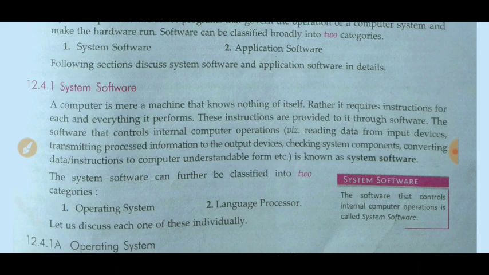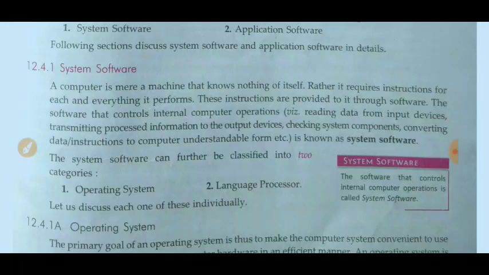Then the software that controls the internal component operations of the computer, like reading data from an input device, transmitting processed information to the output device, checking system components, means whether your keyboard is properly connected or not, mouse is properly connected or not, printer is working or not. So basic system components are checked by the system software. Converting data instructions to the computer-understandable form, means high level language to machine code, is done by the system software. Is it clear?